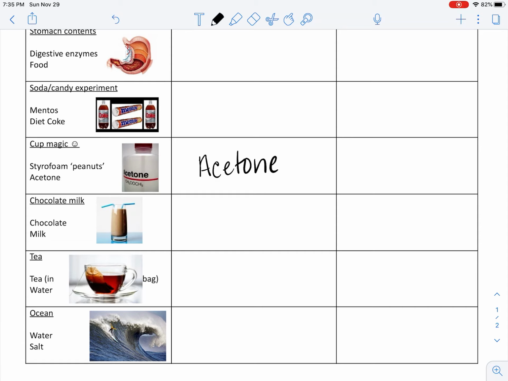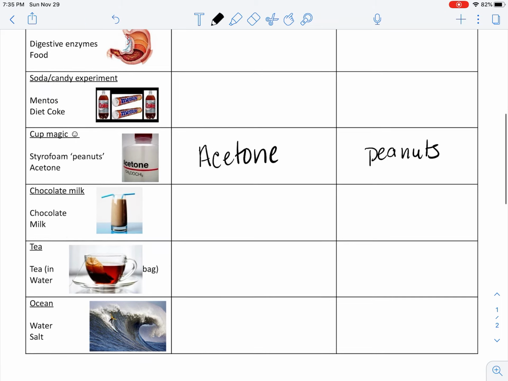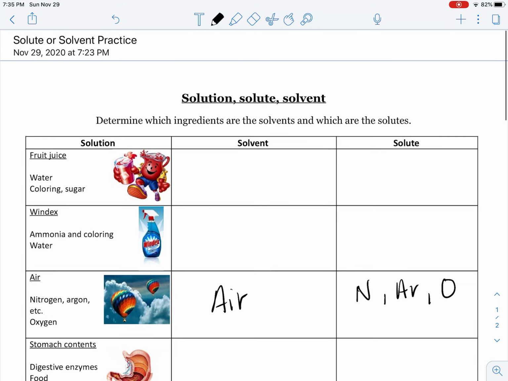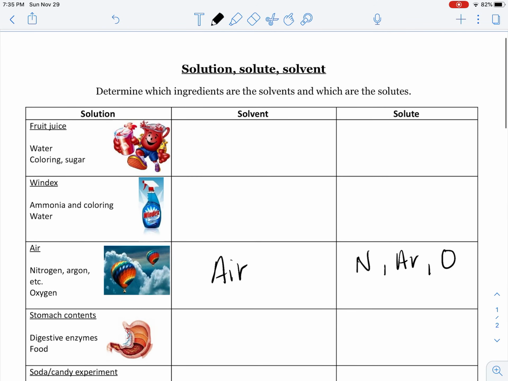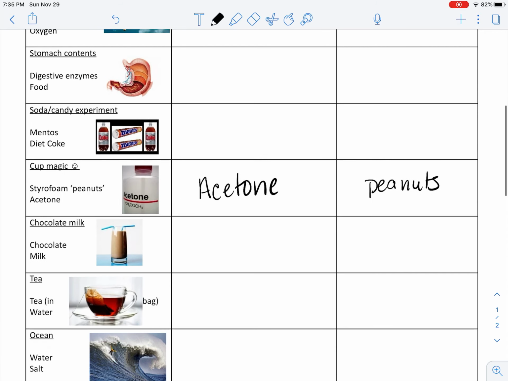Girls, acetone is what takes off your fingernail polish. So it is dissolving the fingernail polish. So the fingernail polish would be the solute, what is being dissolved. In this, the styrofoam peanuts are the solute, and the solvent is acetone. Acetone is a very good organic solvent. So again, I think you can do the others. I think that is the main thing that you guys needed help with.